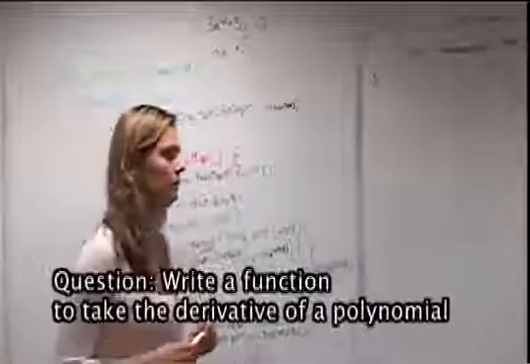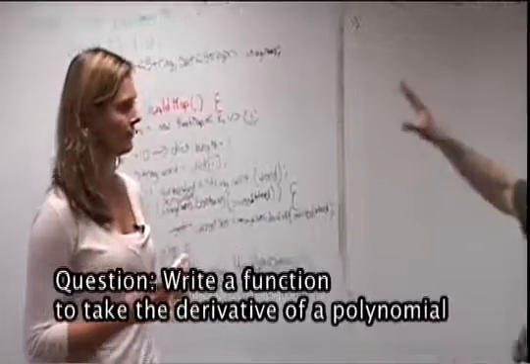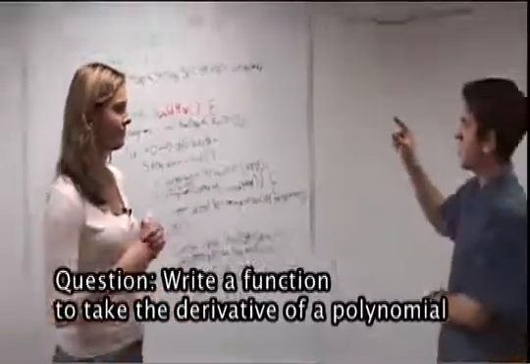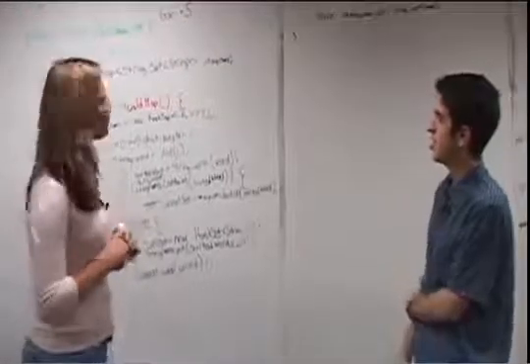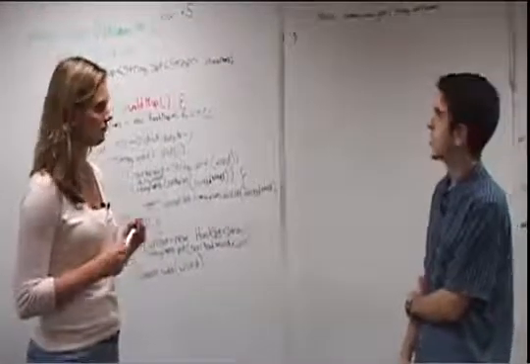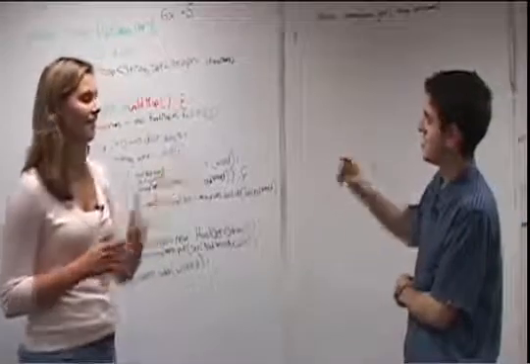What I want you to do is write code to take the derivative of a polynomial. Okay, so I remember that. I don't remember if a polynomial allows terms to have negative exponents or not. Great question. Let's assume that they are all non-negative. Okay, I'll assume that. Thanks.